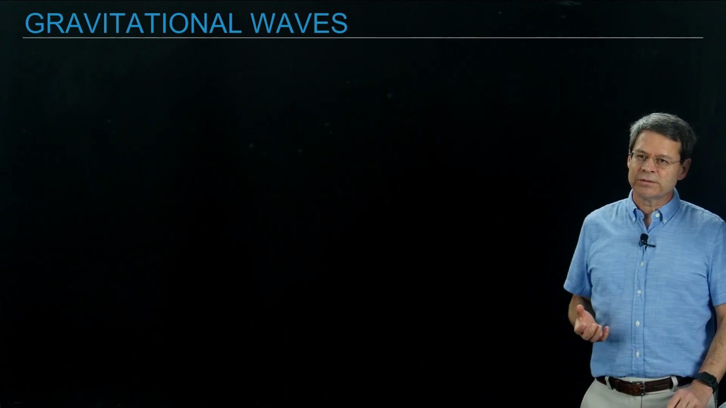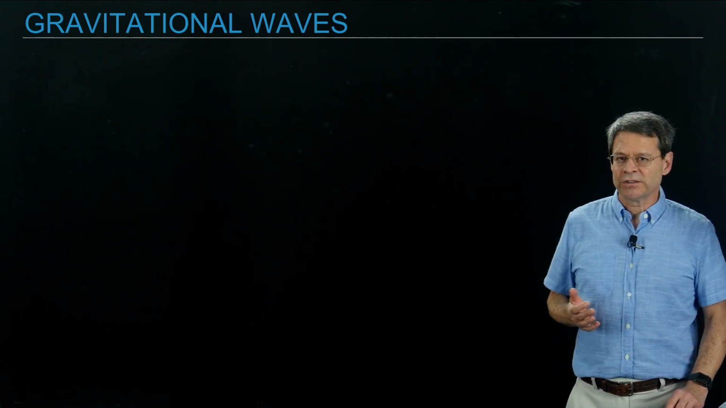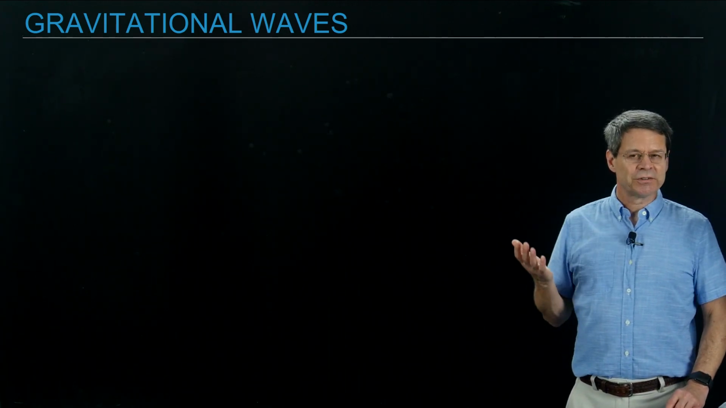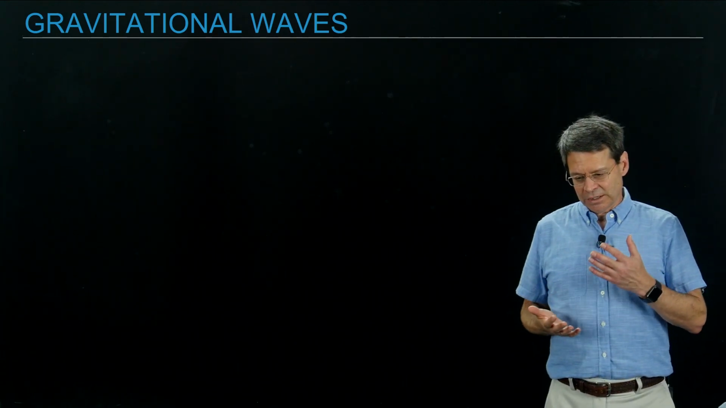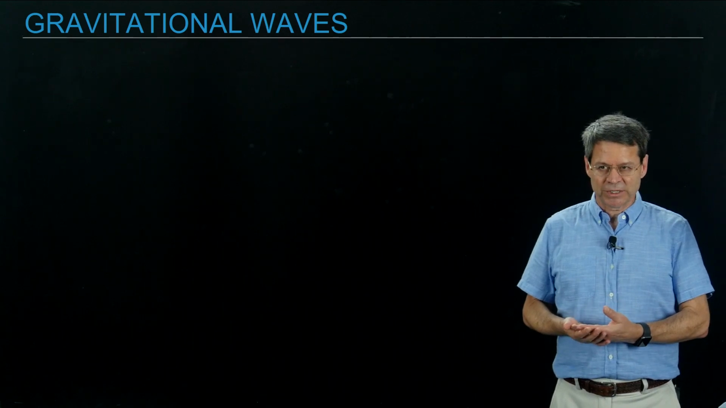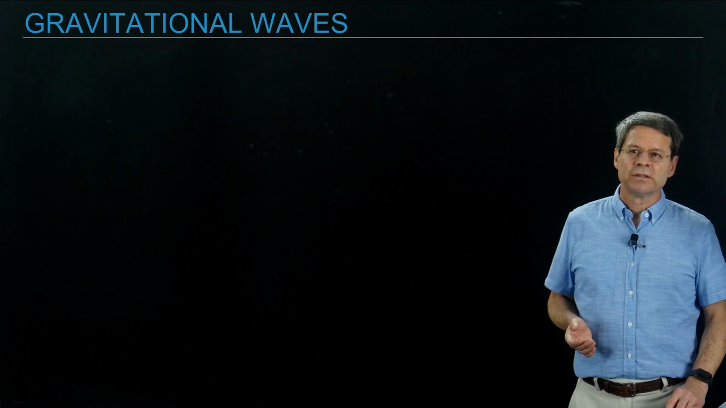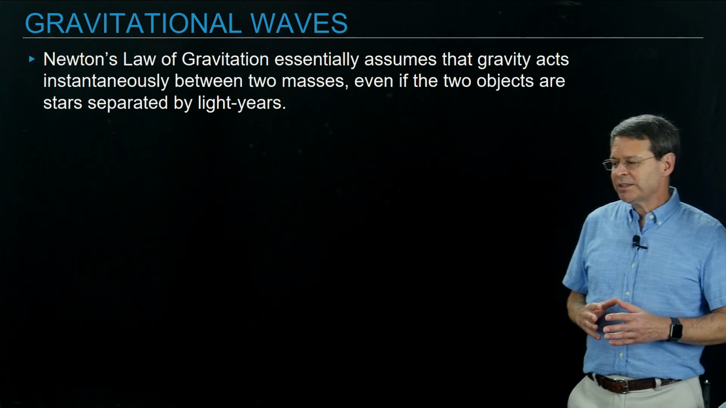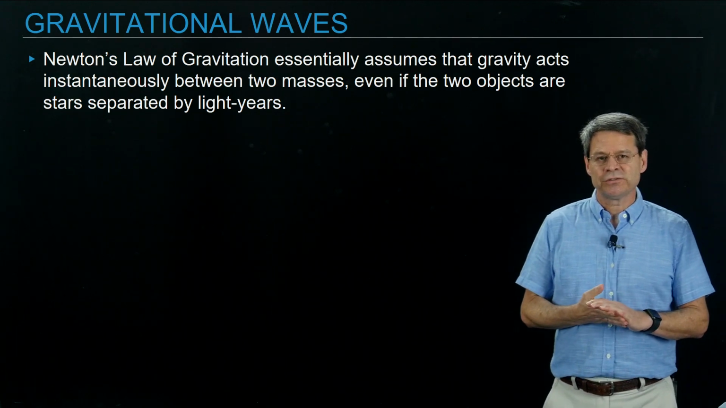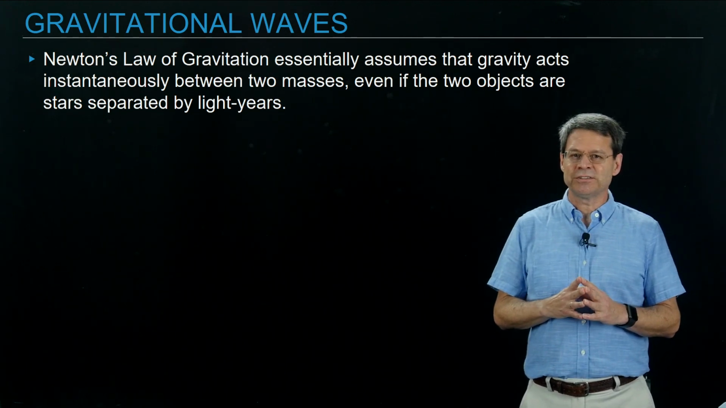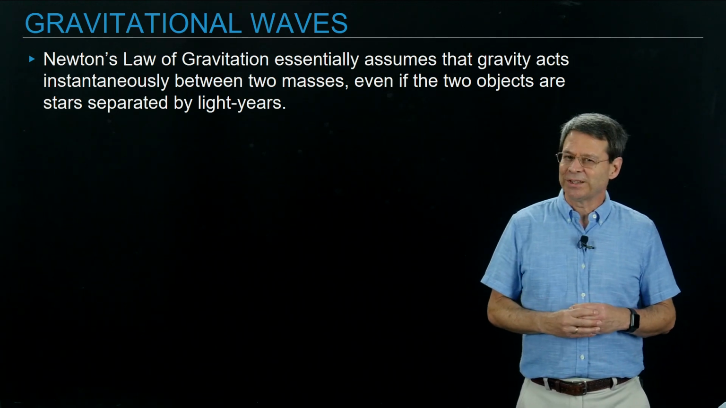But another very important prediction of Einstein's equation is that it predicts gravitational waves. So very much like Maxwell's equations predicted electromagnetic waves, Einstein's equations predict gravitational waves. And we can see that there was a problem anyway, because Newton's law of gravitation essentially assumes that gravity acts instantaneously between two masses, even if those two objects are separated by light years.